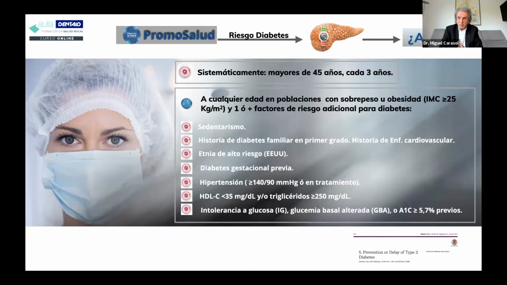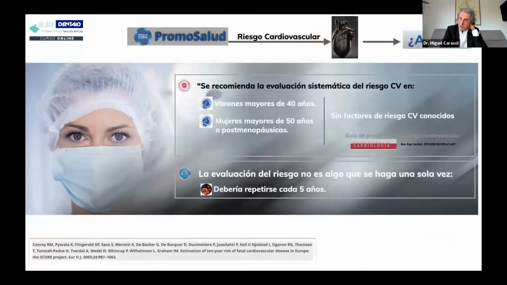So it wouldn't be any problem at all to assess the risk of diabetes every 3 years, or if this risk has been modified. If the patients are overweight or obese, of course, this is something that we should screen at all ages. As you can see, overweight and obesity affect almost half of the adult population in Spain. We are speaking about very, very high prevalence numbers. And we should check the possibility of suffering diabetes or hidden diabetes in our dental patients.